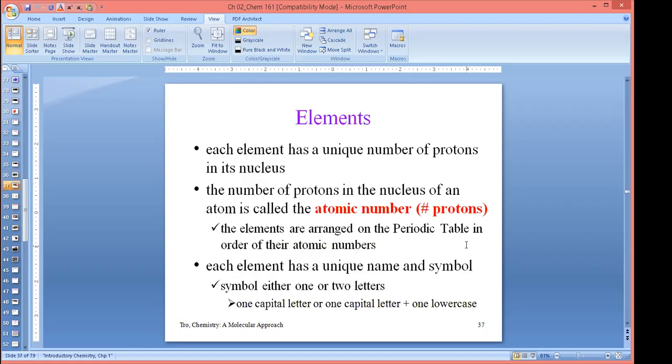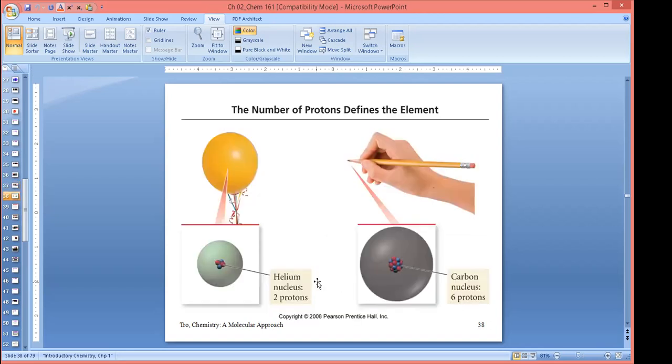Okay, why do we care? It's because every element has a unique number of protons. And so anything that has the same number of protons is that same element, and no two are the same. We're basically getting to the periodic table. We represent these with a capital letter and a lowercase.